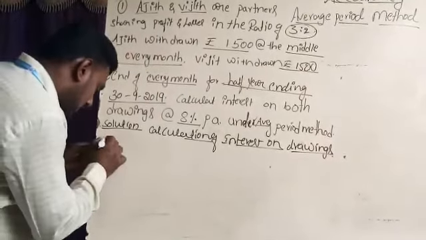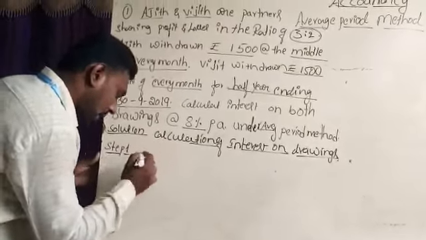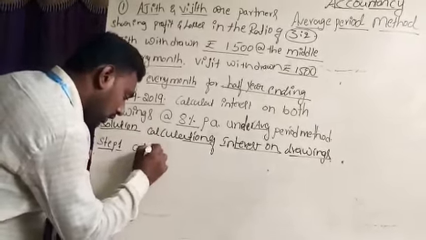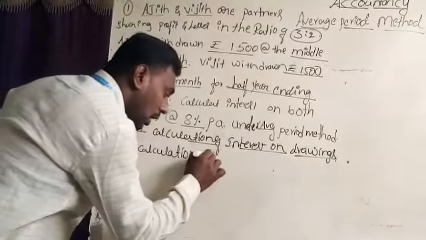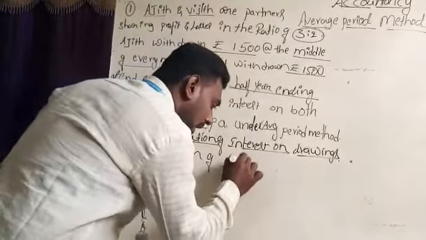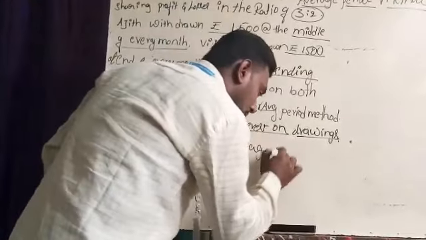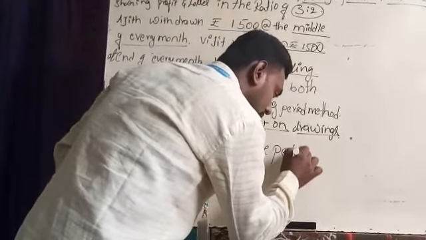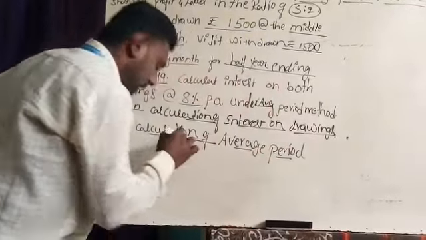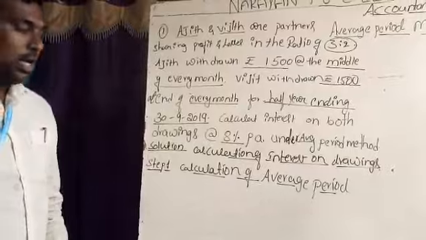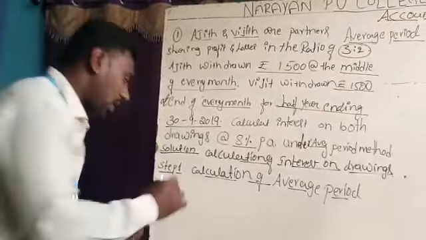Under that, step 1, calculation of average period. Calculation of average period. This is the first step. So while calculating the average period, we have one formula.